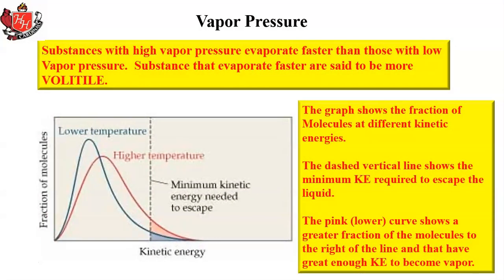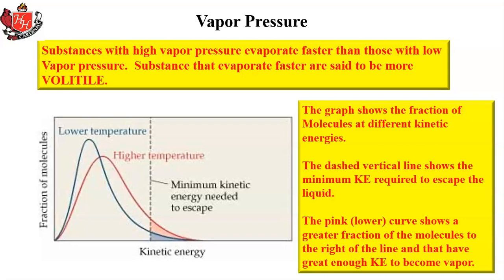All right, now here's some more on vapor pressure. Substances with high vapor pressure evaporate faster than those with low vapor pressure. Substances that evaporate faster are said to be more volatile. So it's a different meaning of the word than what you often hear. Volatile, when it's used in everyday language, means something that explodes or catches on fire. But in chemistry, it has nothing to do with that. It simply means a substance that evaporates more easily than another.